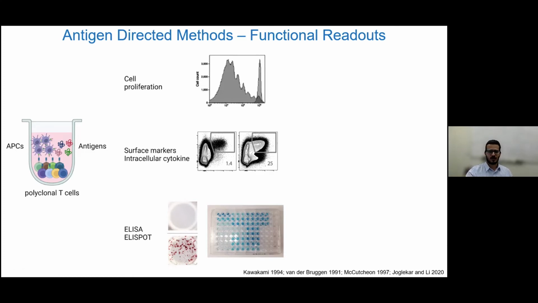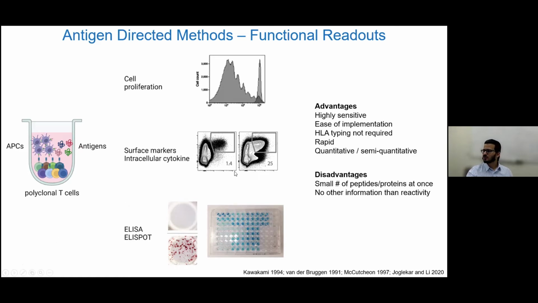Now, these methods are perhaps most commonly used, and that's because they have certain advantages. The advantages of these methods are they're typically highly sensitive. You can detect quite low frequencies of T cells. They're relatively easy to implement. There are lots of commercial kits available for that. You don't really need to know the HLA type of the patient, or really much about the patient or the organism from which the T cells are derived. These methods are typically rapid, and they can also be quite quantitative, or at least semi-quantitative.